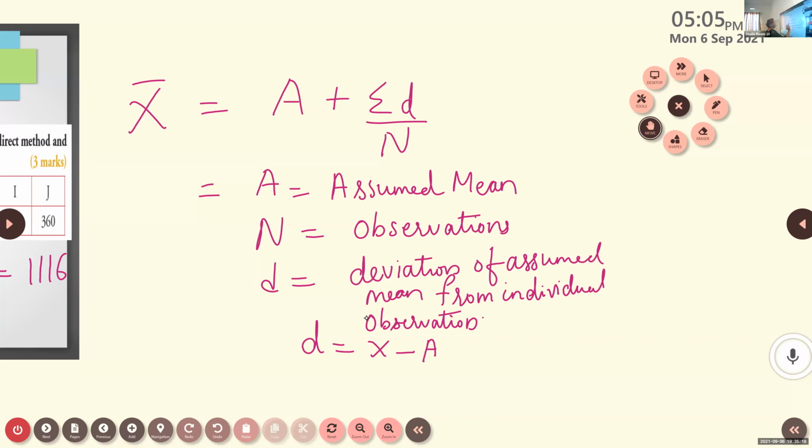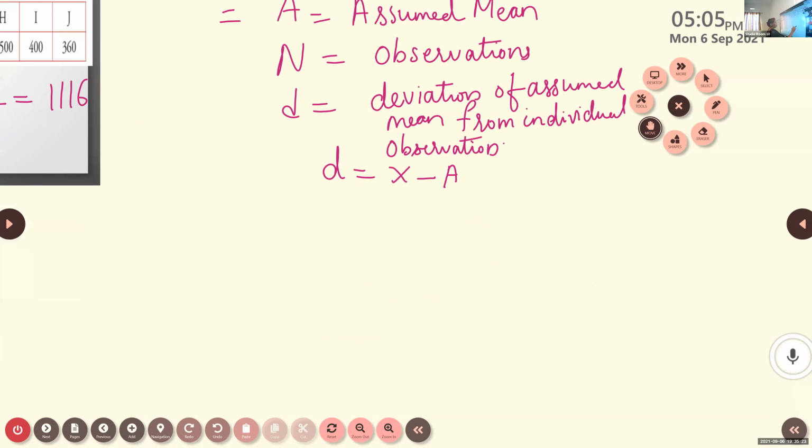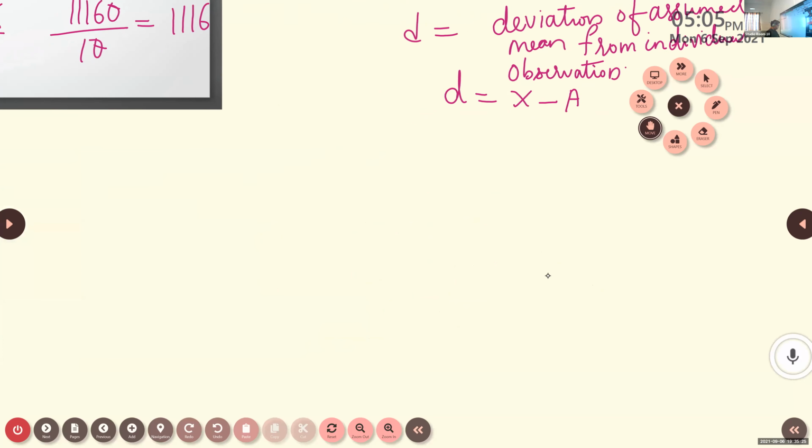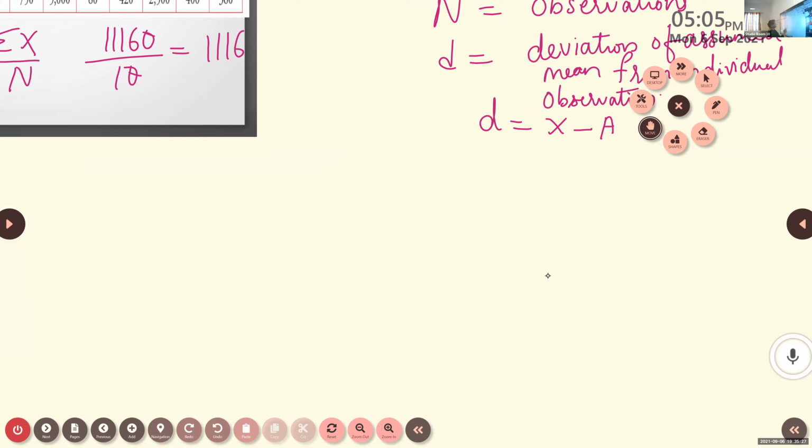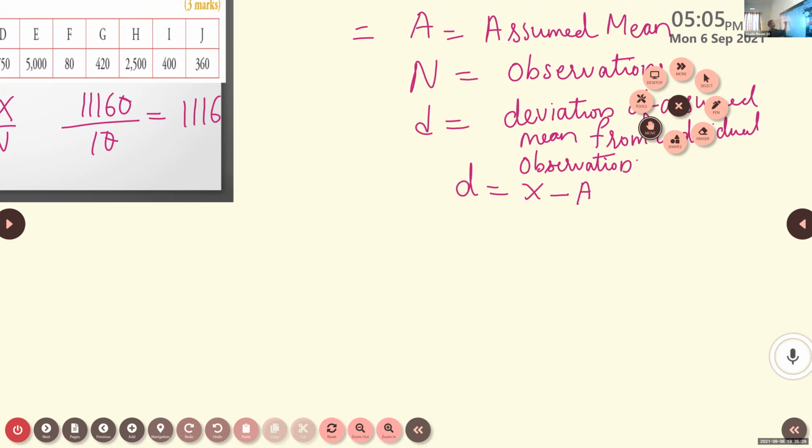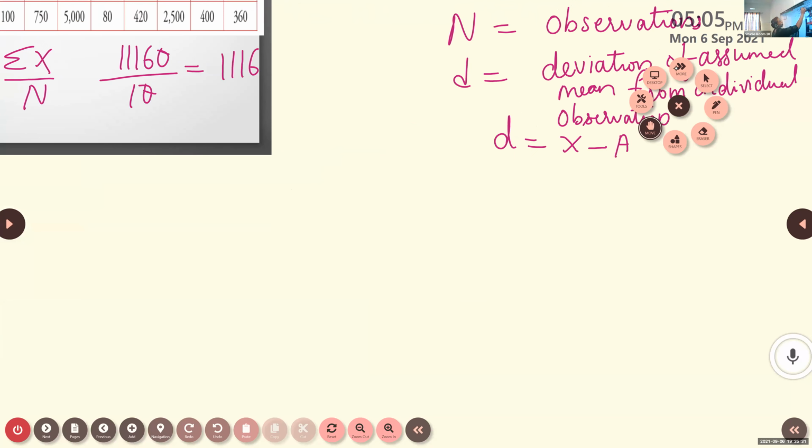When you are writing, just wait 1 minute. Observations, what are the numbers they have given? You have to write down the numbers they have given, A, B, C, D, like that.